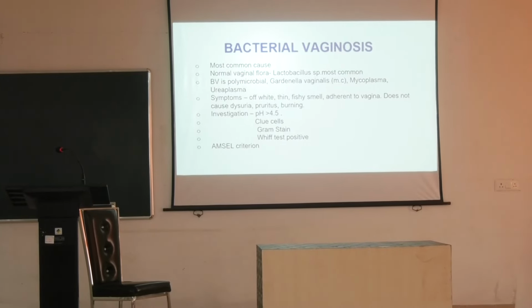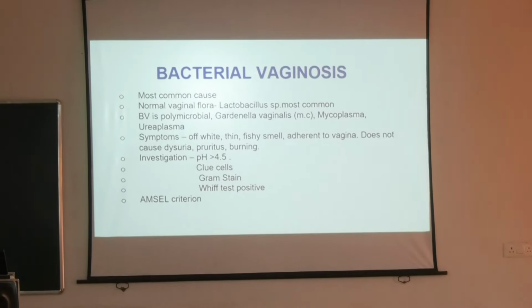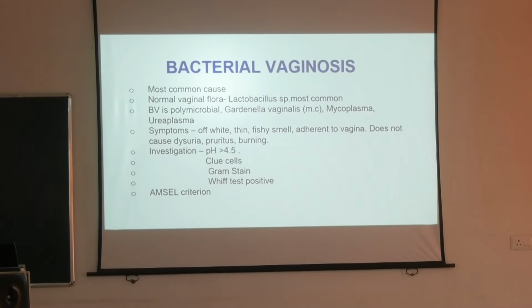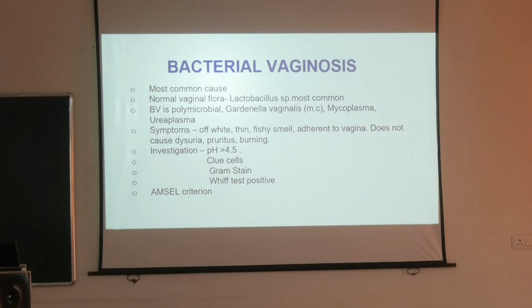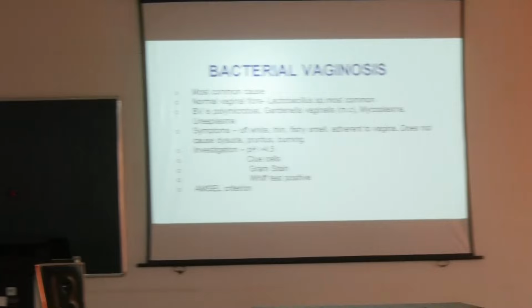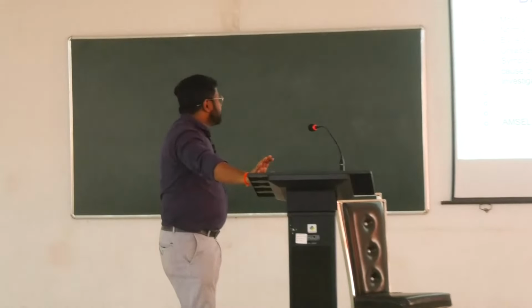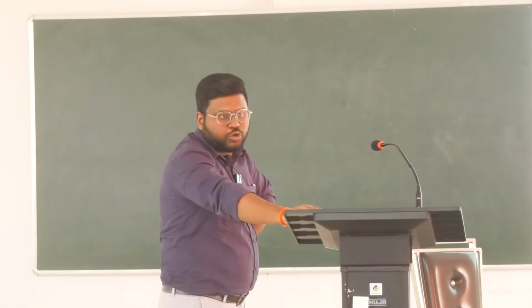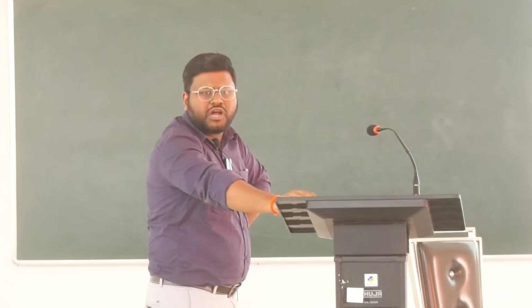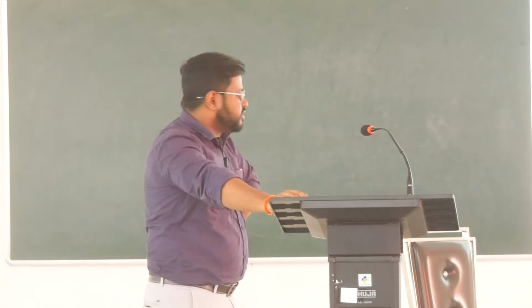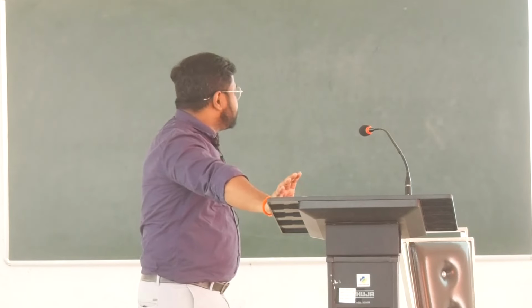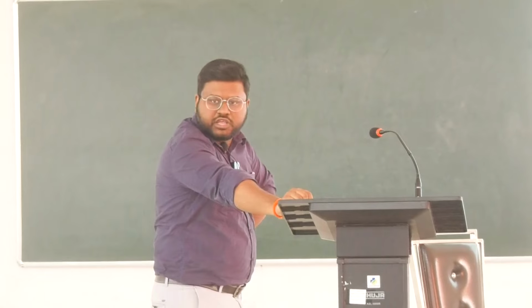Bacterial vaginosis is the most common infective cause of vaginal discharge. Normally, the vagina has lactobacillus. It is the most common commensal organism of the vagina. Whenever the amount of lactobacillus decreases and any other pathological species outgrow it, that is when bacterial vaginosis happens. Which organisms grow? Gardnerella, Mycoplasma, Ureaplasma are the main common ones, also Peptostreptococcus and some other cocci. You don't need all these names. You just need Gardnerella and Mycoplasma. Remembering these two names is enough. Okay.